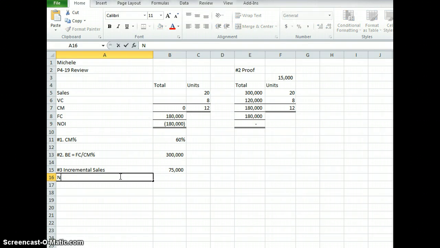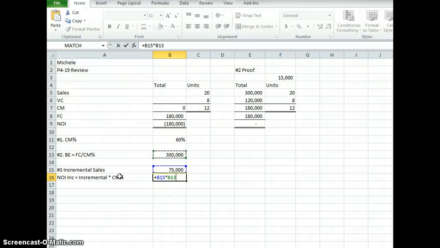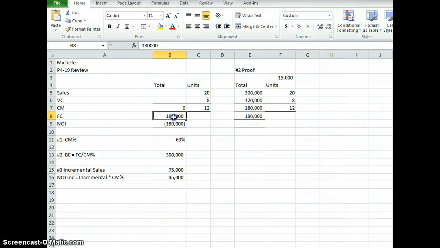We're truly just taking our NOI increase, which is going to be equal to our incremental sales multiplied by our contribution margin percentage. Think about mathematically why that works. What we basically said again is our contribution margin is available to cover fixed cost plus profit. If we have more sales, we're going to have the ability to drop more profit to the bottom line. We already know that in our given fact set, our fixed costs are covered at some level, and we've calculated the level, which is $300,000.